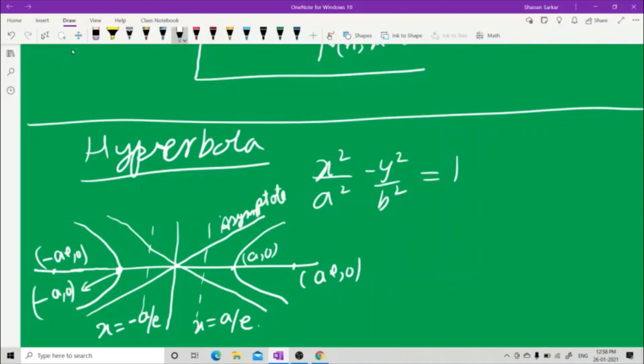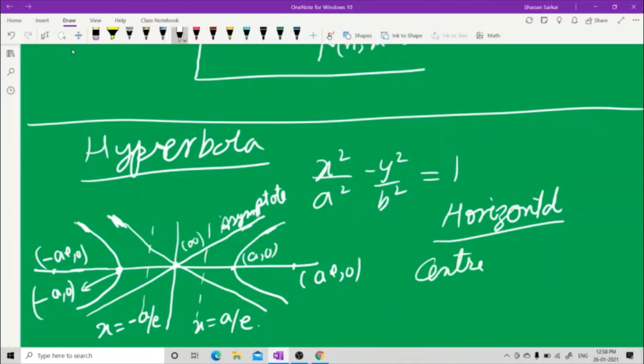This line will touch this curve at infinity. Similarly, this line will touch this curve at infinity. They will become parallel to each other, actually. Now, this is the horizontal hyperbola. In this case, the center is as usual.